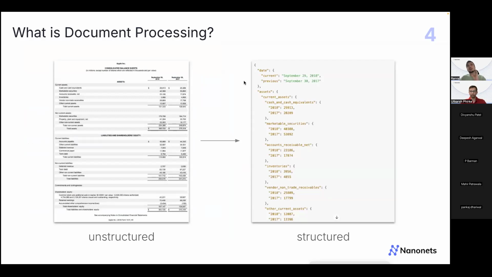Just for people who are not very familiar with document processing or IDP, which is intelligent document processing, what it essentially means in a nutshell is you take any unstructured document, it can be an invoice, it can be a financial document, and you extract relevant information from it. Relevant information can be the key value pairs, it can be complex structures like tables, anything.